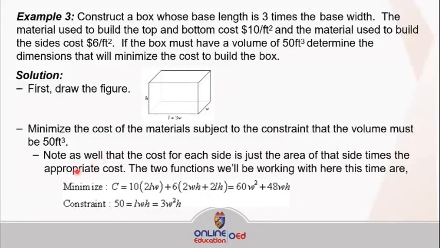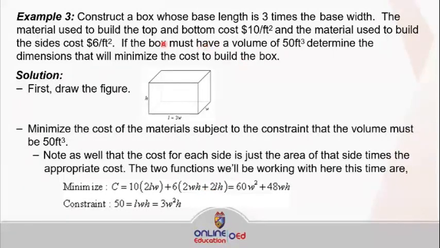Next, note that the cost for each side is just the area of that side times the appropriate cost. Now we make the equation, which has two functions we will be working with this time: the function to minimize, and the constraint. Based on the problem, we use the variable C for the cost. So we have 10 times 2LW, plus 6 times 2WH, or the width times height, plus 2L times height.